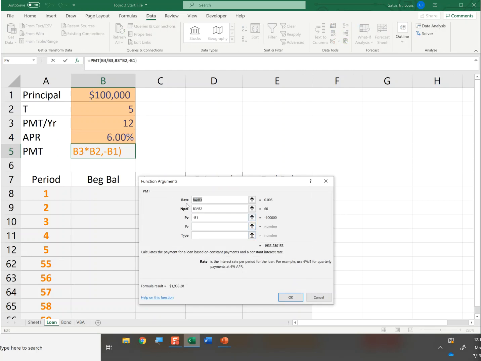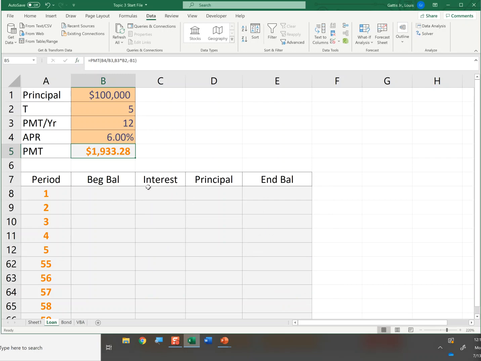Since this is monthly payments, I'm going to have 60 payments, which is 5 times 12. The present value, I put a minus $100,000 there because I want the number to turn out to be positive. And where it says interest rate, since I have 60 months, I need to make sure this is the monthly interest rate. So I put in the 6% divided by 12. It's 0.5% per month. And that number turns out to be $19.33. So I'm going to pay $19.33 a month for 60 months, and my loan will be paid off.